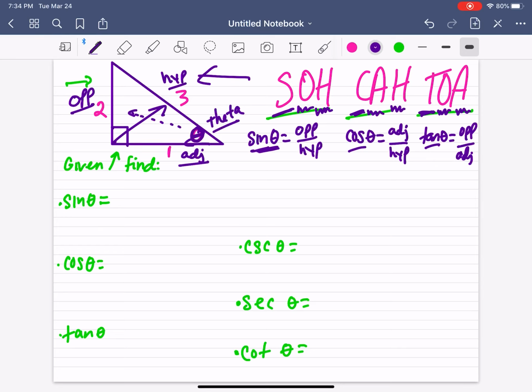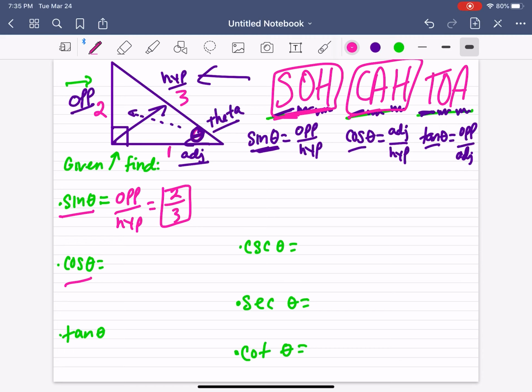Now that you know what SOH CAH TOA means, let's set up our 6 ratios. Again, the first one is sine of theta, and you told me that sine represents opposite over hypotenuse. If you plug that in, the opposite side measures 2, and the hypotenuse measures 3. So the sine of theta is 2 over 3. That's the ratio.